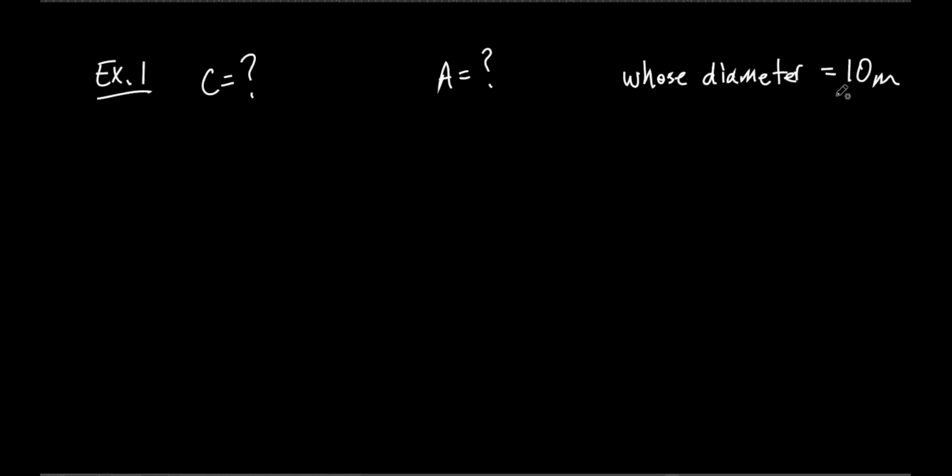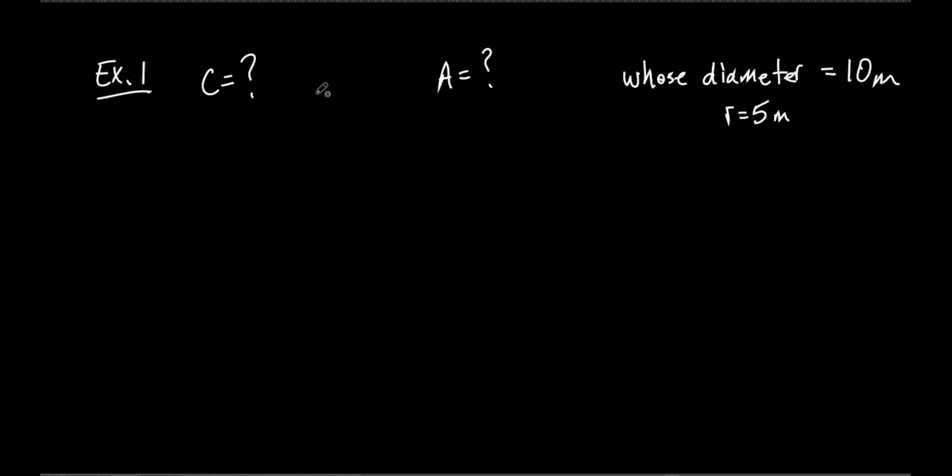So if the diameter is 10, what's the radius going to be? It's going to be 5. That's right, because the diameter is twice as big as the radius. So the radius means it's half of the diameter. You with me? It's 5 what? Meters. That's not what they ask for, though, is it?